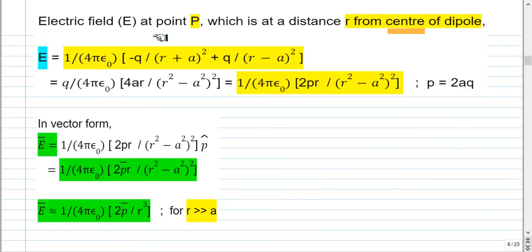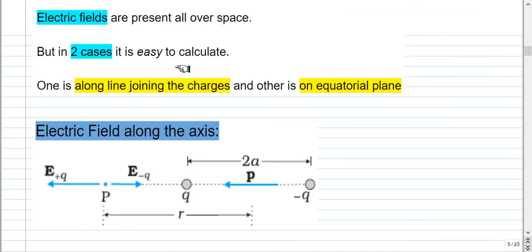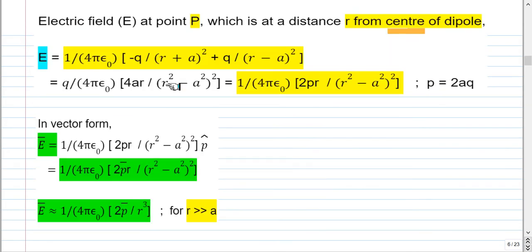Electric field at point P, which is at a distance r from the center of the dipole, is given as 1 by 4 pi epsilon naught, the charge minus q divided by the distance square. Minus q is at a distance, from here to here, it's r, and this distance is half the size of the dipole, which is a. The distance of minus q from the point P is r plus a. So distance square is (r plus a) square, and electric field due to plus q is q divided by the distance square.